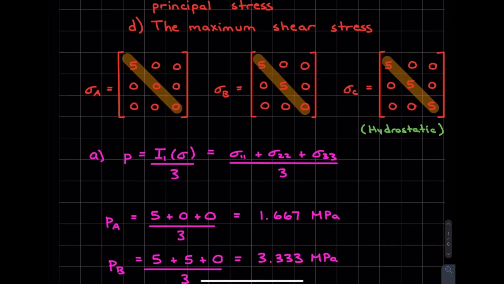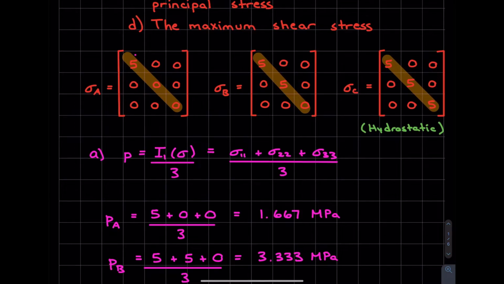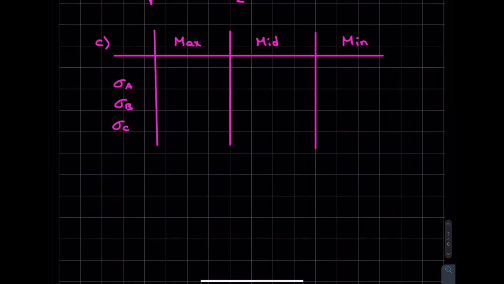So if I come up here, my maximum value for sigma A is going to be 5. And my minimum, of course, is going to be 0. And it doesn't matter which 0 I pick. So I can come down here and say, for sigma A, the maximum was 5 MPa. The minimum was 0 MPa. And of course, that third value between the maximum and the minimum was also 0. So in this case, we also have 0 MPa as the middle one.